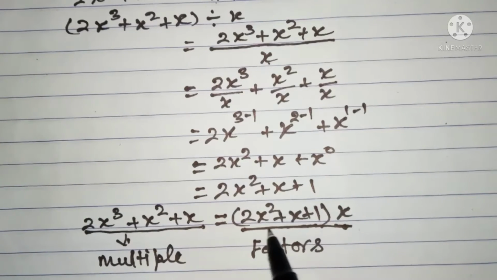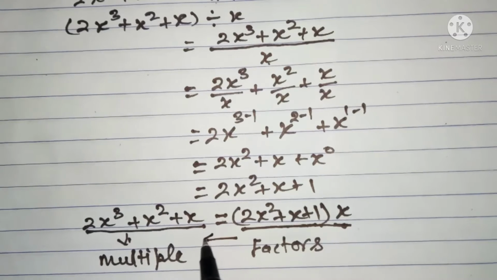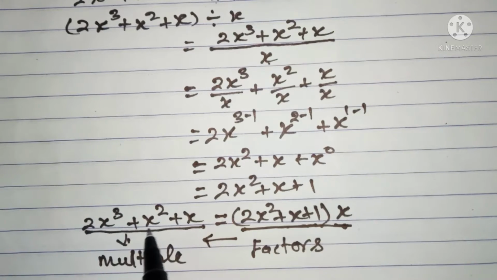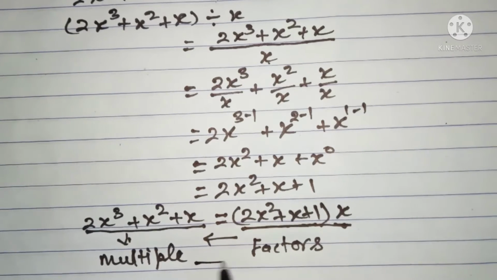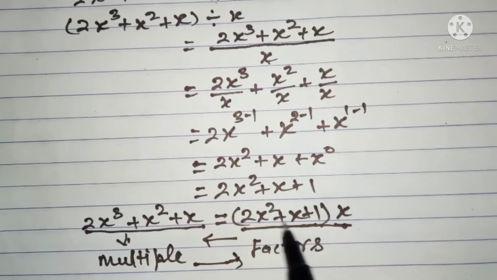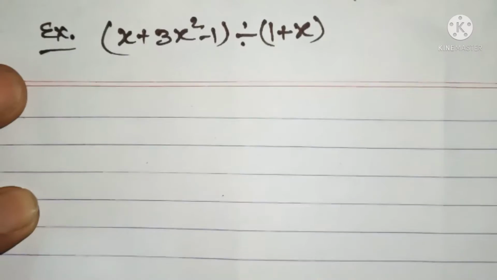Thus we can say 2x square plus x plus 1 and x both are the factors of 2x to the power 3 plus x square plus x, and 2x to the power 3 plus x square plus x is a multiple of 2x square plus x plus 1 and x.